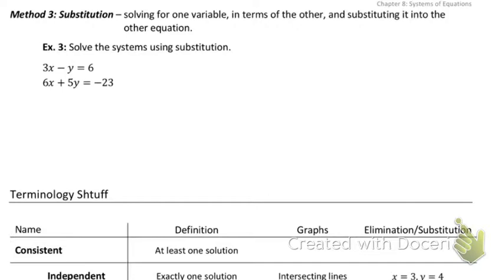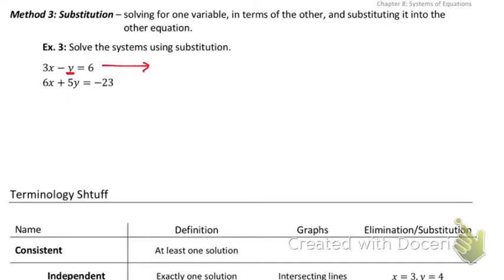So I'm looking at this y. It's pretty lonely. It just has a -1 out front. So that's what I'm going to pick for because it's the easiest to solve for. So I'm saying let's solve for this y. You could solve for this x, you could solve for that x, you could solve for that y. It doesn't matter. You just got to solve for a variable. I'm going to go ahead and solve for this y right here.